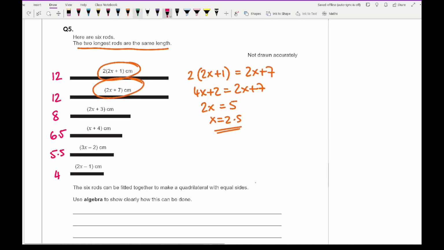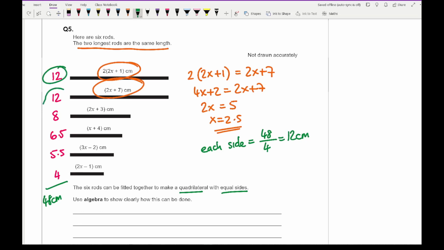Now, if I add up all of those total amounts, I get 48 centimeters. If each of those make a quadrilateral and they're equal sides, then each side is going to be 48 divided by 4, which is 12. So using these pink numbers, I need to make 4 lots of 12. Well, here's one, here's another. And the next one is going to be 8 and 4. And then my final one is going to be 6.5 and 5.5.